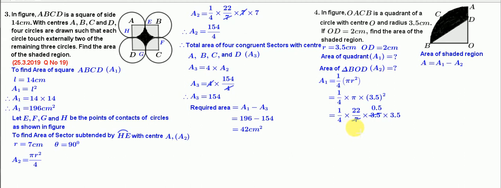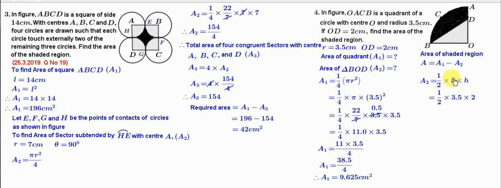Here 3.5 by 7 is equal to 0.5. That is 1 by 4 into 11 into 3.5, because the product of 22 and 0.5 is 11. Therefore, A1 is equal to 11 into 3.5 by 4. A1 equal to 38.5 by 4. Therefore, A1 is equal to 9.625 centimeter square.